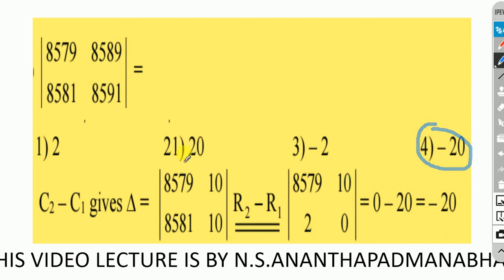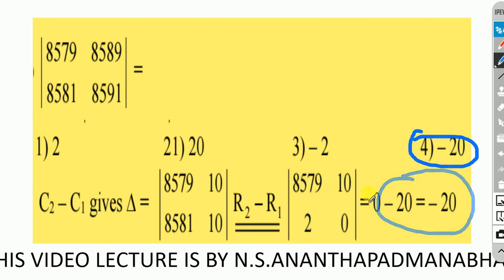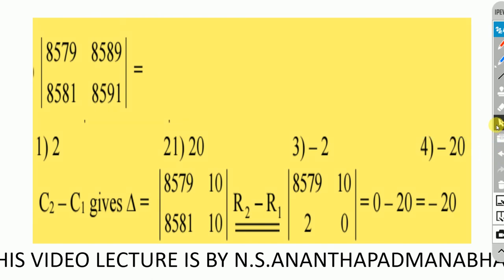So just consider this determinant, do the column operation, C2 minus C1, 89 minus 79 is 10, 91 minus 81 is 10, and next do the row operation, R2 replaced by R2 minus R1, 81 minus 79 is 2, 10 minus 10 is 0. So now expand, the usual expansion, this is eliminated, 0 minus 2 into 10 is minus 20, so option 4 is the right answer.